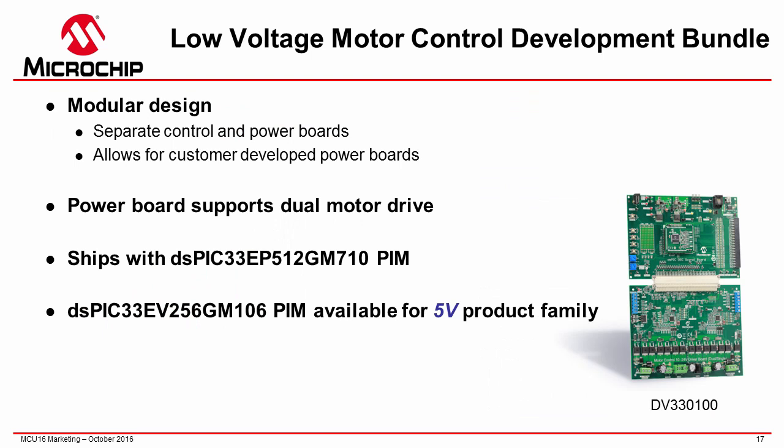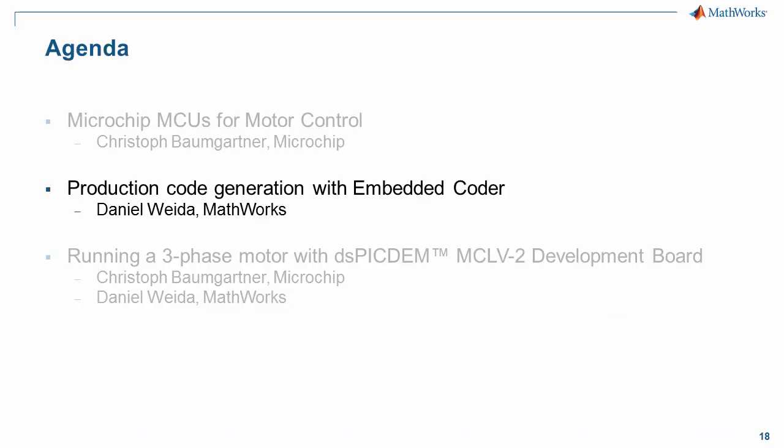The latest development board we have introduced is the Low Voltage Motor Control Development Bundle. It is a modular design. It separates the control and the power board, and it allows the customer to develop its own power board. This board supports dual motor drive, and it also supports our latest 5-volt DSPIC33 EV products. On the power stage, the Microchip automotive qualified companion chips are used, and we are also supporting them with our rapid prototyping solutions. Daniel, what's the part of MathWorks in this development environment?